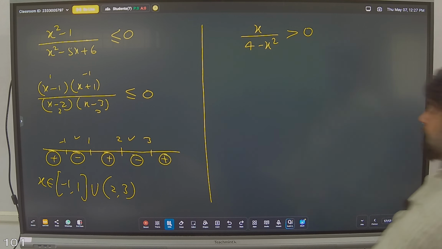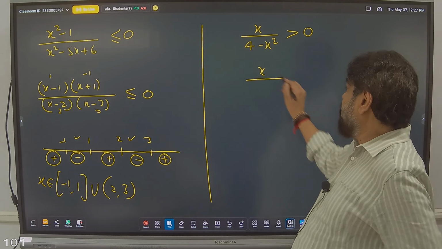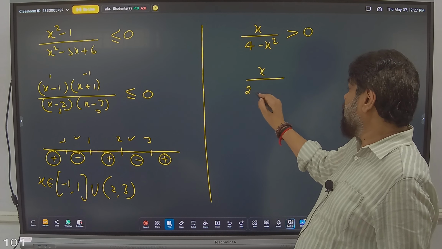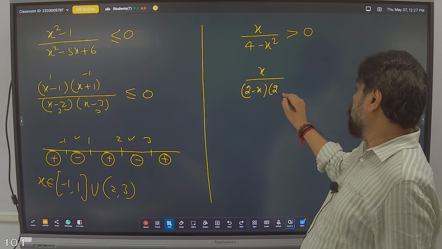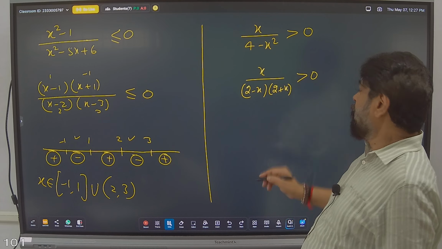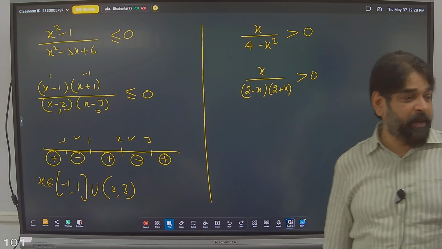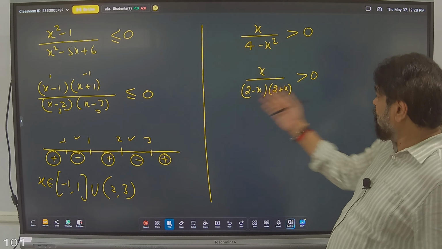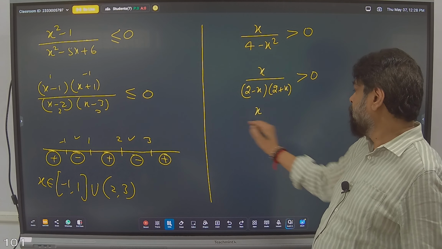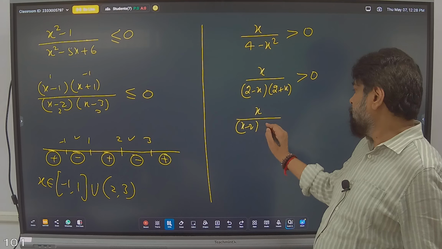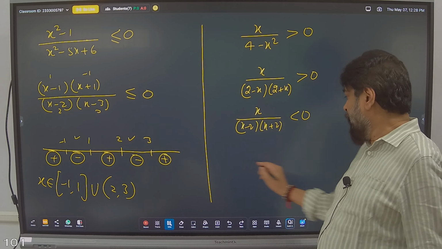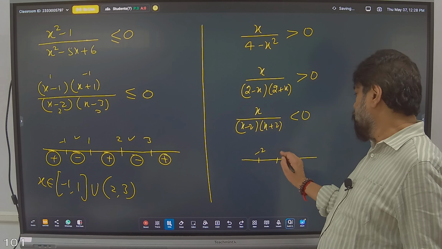Done? Check it here. This is the a square minus b square formula. So (2 minus x)(2 plus x) greater than 0. Coefficient of x must be positive. Remember all of you? So take minus common from here and throw it to the other side. Critical points: minus 2, 0, 2.